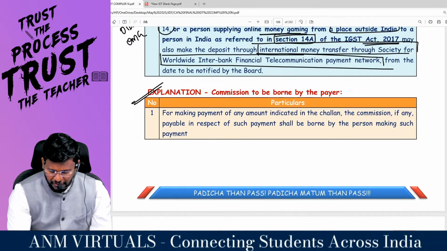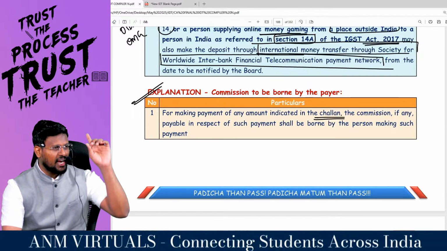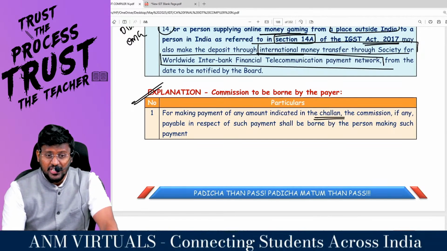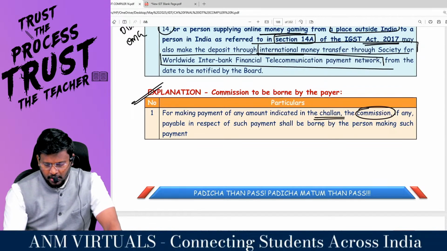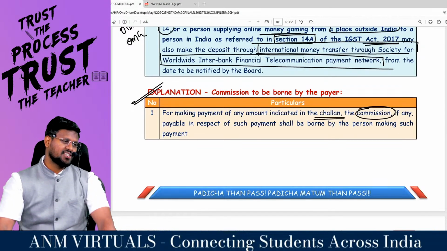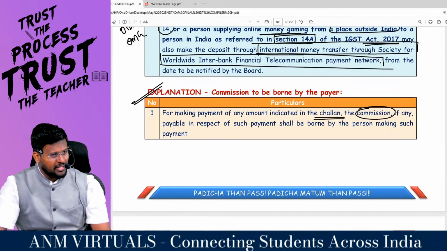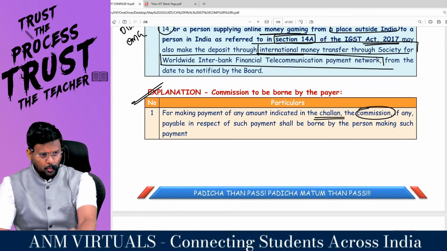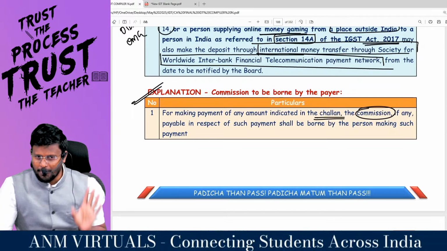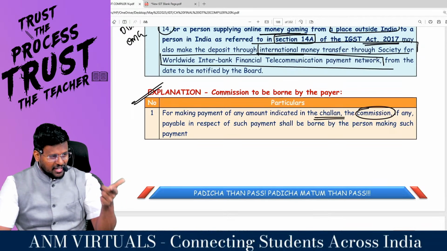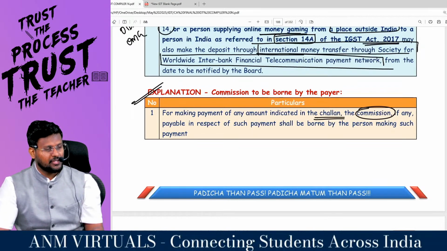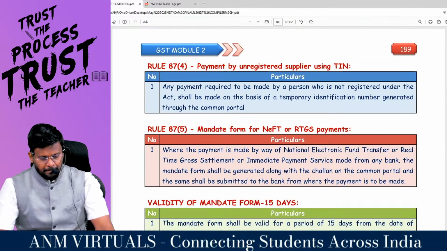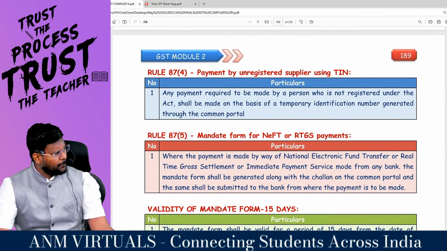For making payment of any amount indicated in the Challan, that Challan, which we will be creating in form number GST PMT 06, will be valid, and the commission, if any, payable in respect of such payment shall be borne by the person making such payment. For example, if you are making payment of 1 lakh rupees and the bank is charging commission of 10 rupees, that 10 rupees also you yourself have to bear. Don't think that after reducing 10 rupees only, government will receive. Government needs 1 lakh, not 1 lakh rupees minus commission. Commission has to be borne by the payer, the person who is making the payment.